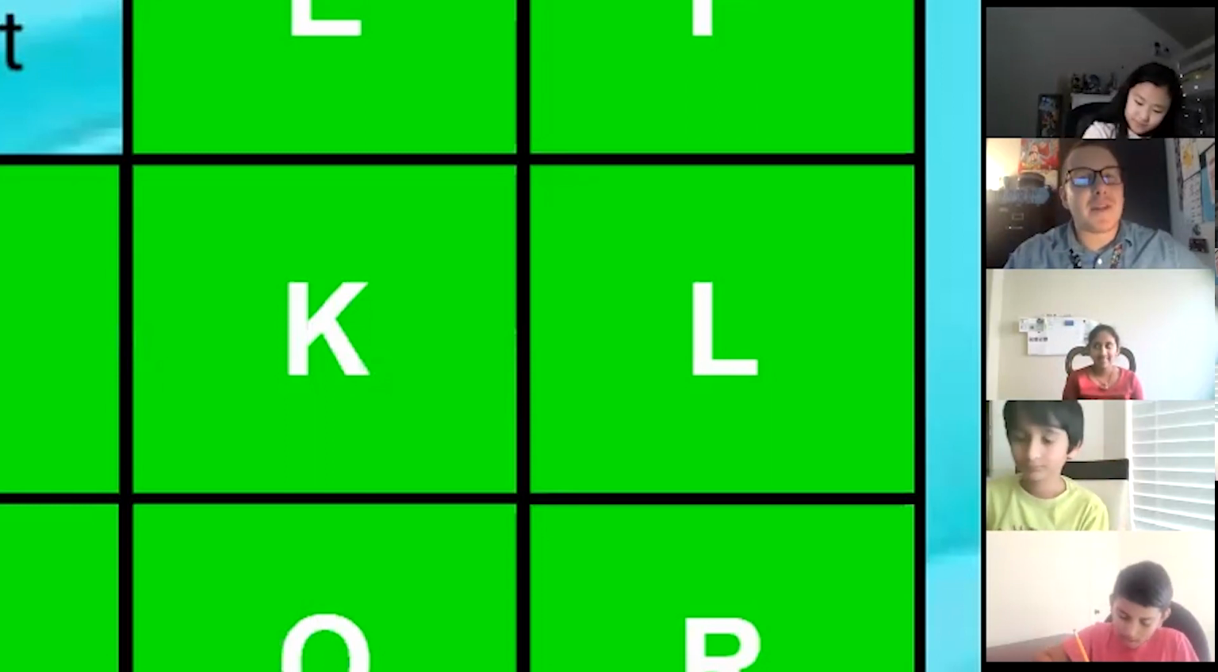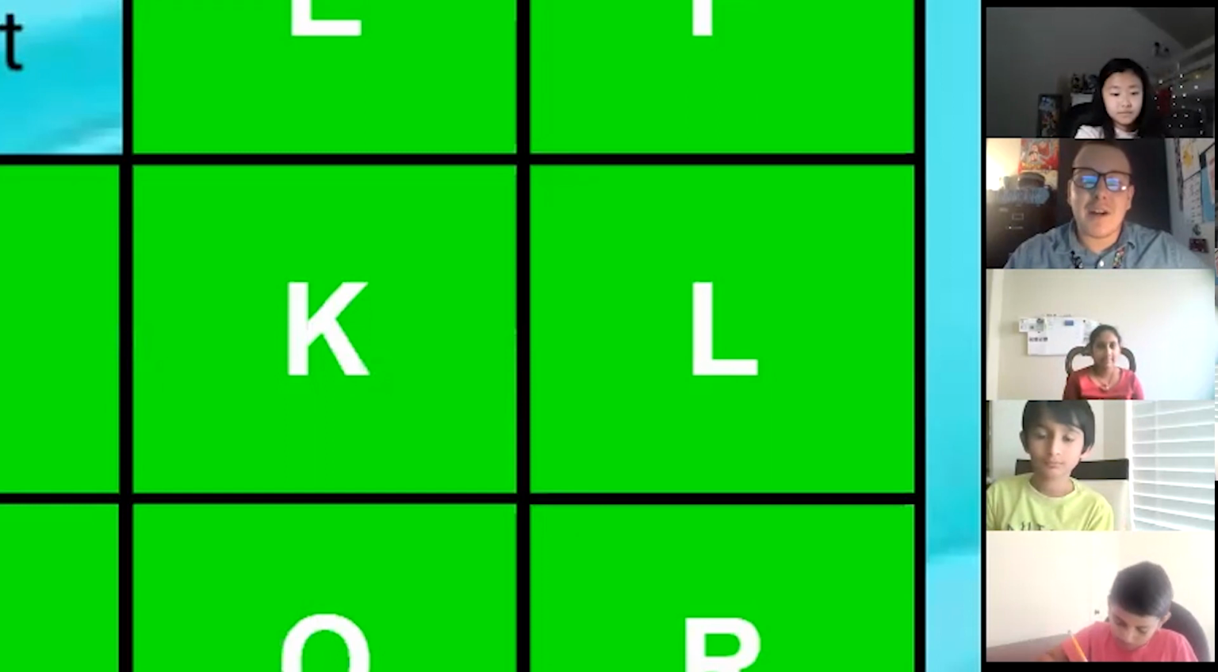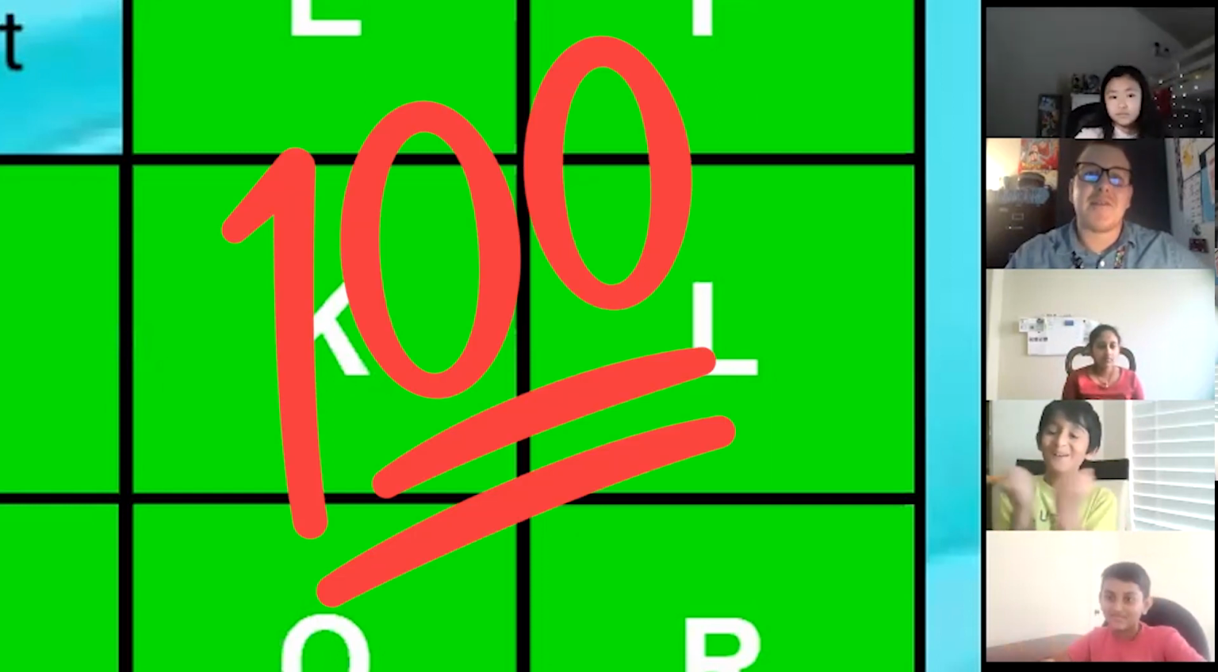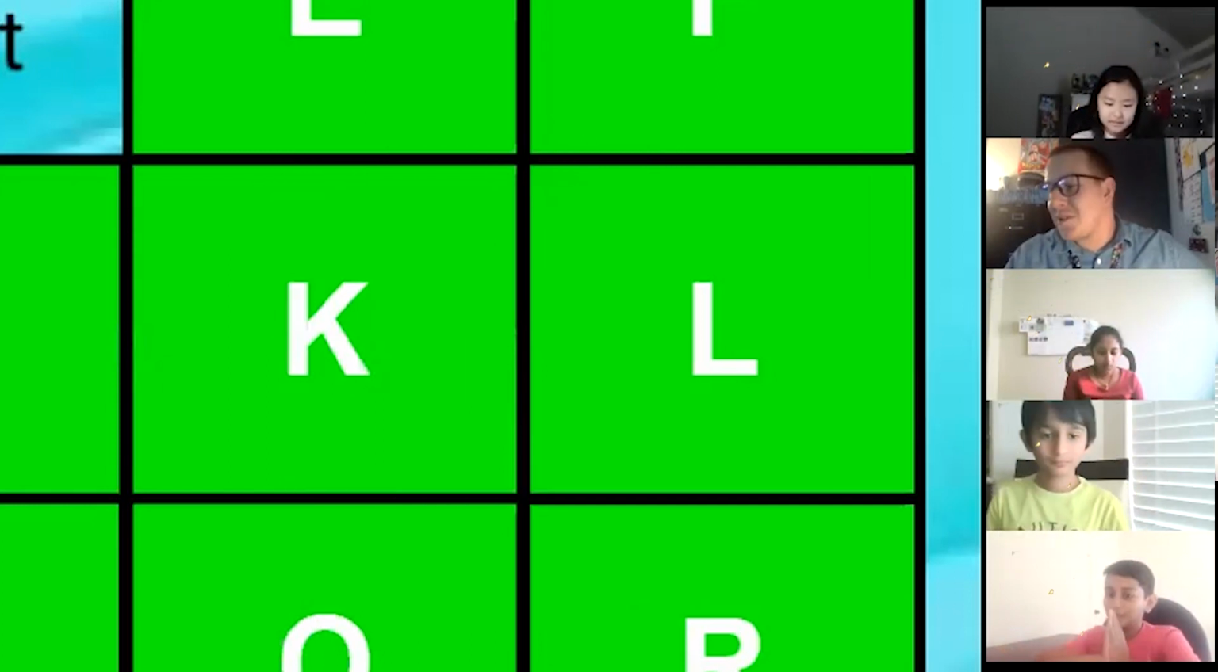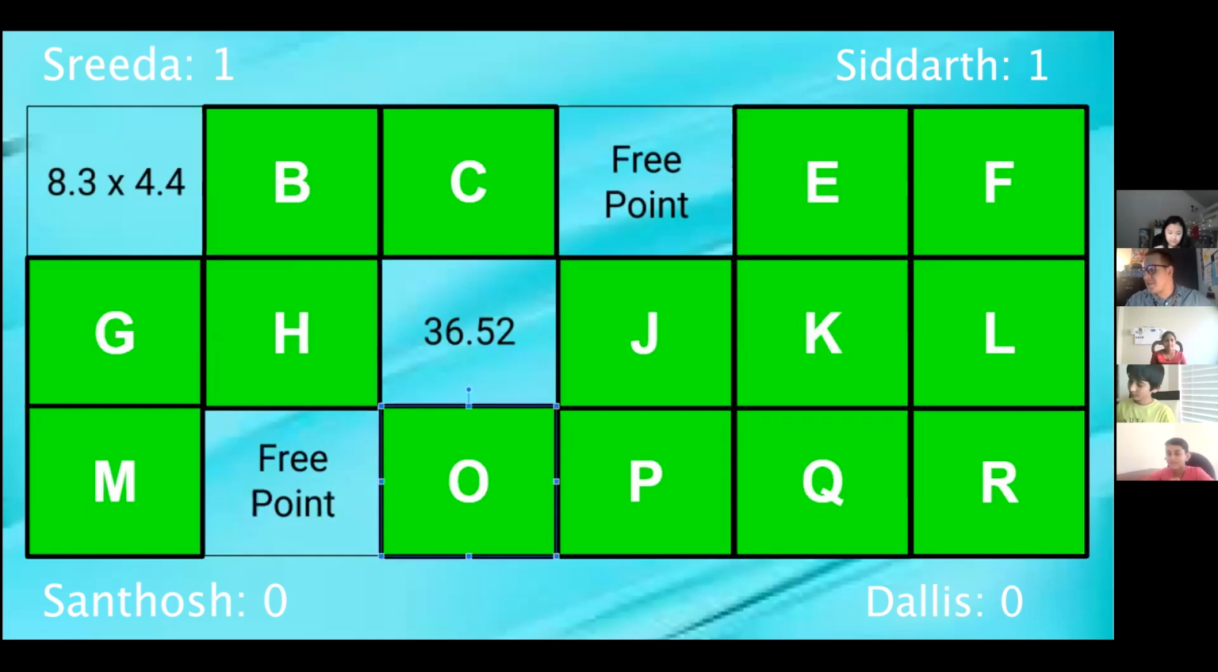Before we move on, something I failed to mention is the winner of this memory game is going to get a free hundo on the CFA. So I forgot to mention that juicy detail. So right now we're tied, Srita and Siddharth, but Dallas and Santosh are not far behind. Let's see who's going to get the free hundo on the CFA. All right, Dallas, it's your turn.